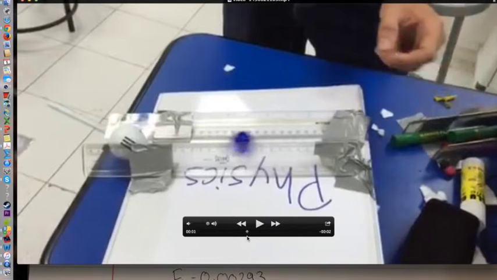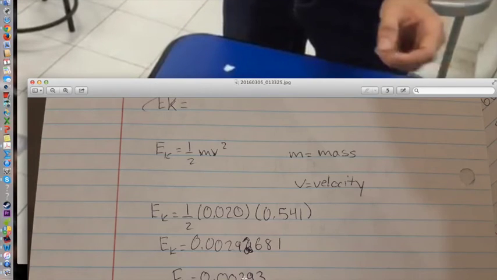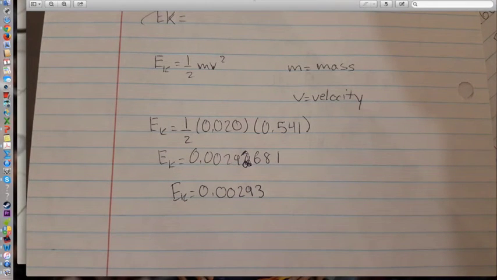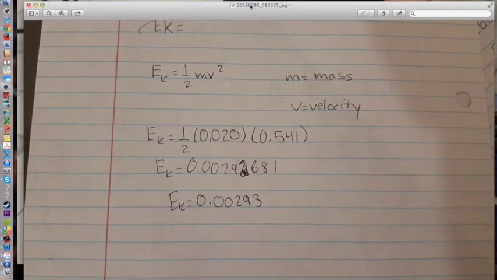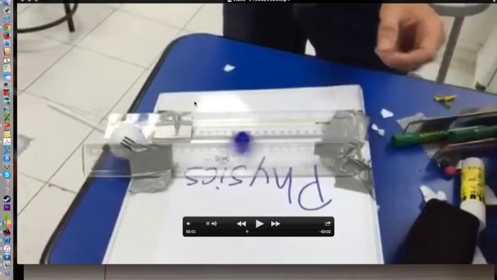So using the formula for the kinetic energy, which is 1/2 mv squared, where m is equal to the mass and v is equal to the velocity, we convert the 20 grams to 0.020 kilograms, multiply by 0.541 squared, multiply all of that by 1/2, and we get 0.0029261. And using 3 sig figs, we get the kinetic energy to be 0.00293 joules.